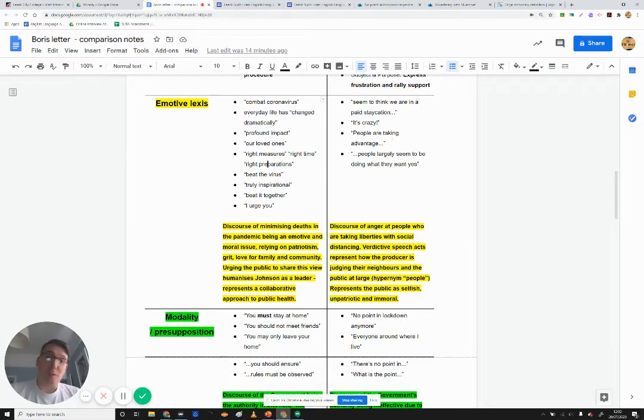All of these are judgments and assessments of people that they see. What we call the verdictive, giving a verdict, verdictive speech acts, how the original poster is judging their neighbours. And again, using that hypernym people, he's talking about the public at large. He's talking about everybody. This represents that, in their opinion, the public are selfish, unpatriotic, immoral. So that's how all of these things can be compared. First one, emotive language, really easy one to talk about.